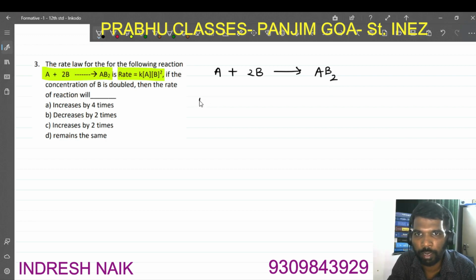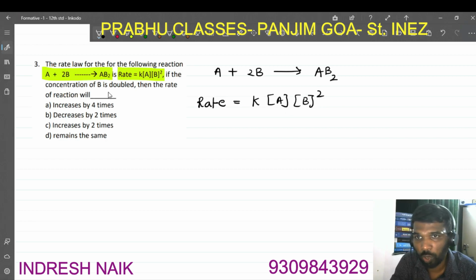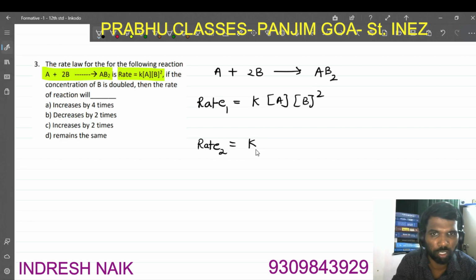Now, the rate expression from the rate law is K [A] [B] raised to 2, right? When the concentration of B is doubled, what will the rate of the reaction be? Let's say this is rate 1. Now, if you change the concentration of any one of the reactants, the rate will change. So I'll change the concentration and call that rate 2. Now, the rate constant is not something that changes with concentration. It can be changed by temperature, so temperature is not changing over here.